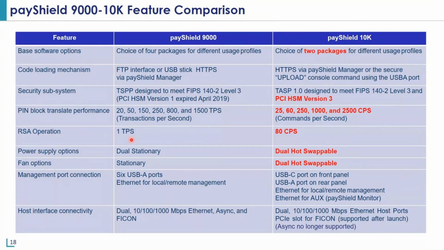RSA operations performance is improved. There was a stationary power supply for payShield 9K. Now we have hot-swappable dual power supplies. Similarly for the fan, we have dual hot-swappable fans. Interfaces have been modified, and for host connectivity, async is no longer supported. And yep, this is about your payShield 10K. We have already seen the front and the rear panel and the different management interfaces which are available.